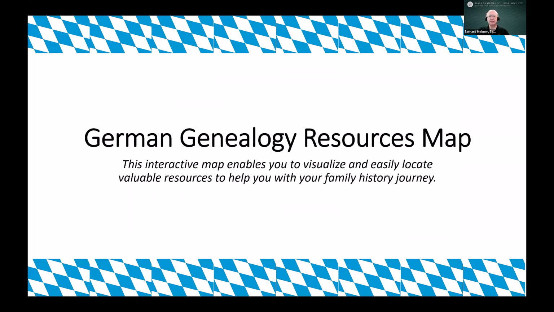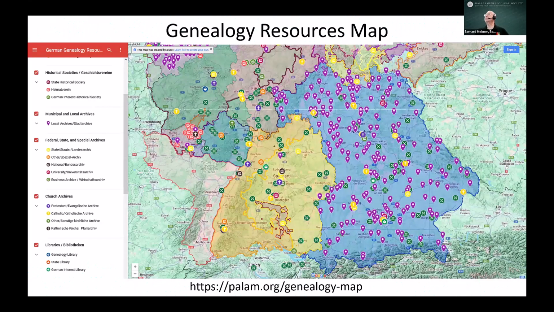And finally, the German genealogy resources map has been put together. Palestine to America are one of the cooperators who put this together. I don't have this in the handout. I stuck this in later, so I got the link there. It's the Palestines to America, PALAM.org, and then genealogy-map. And you can see there's Bavaria in the sort of blue, and sort of scroll down a bit, it has historical societies, municipal local archives, federal state special archives, church archives, libraries.